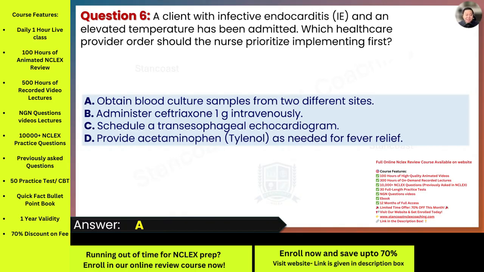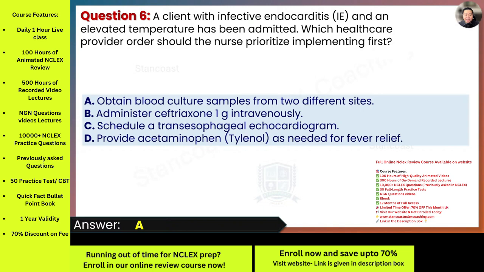Now, what about letter C? Schedule a transesophageal echocardiogram. Well, this is an important diagnostic test for endocarditis, right? Especially for detecting valvular vegetations and also to assess cardiac complications. Although this is valuable, it's not the immediate priority. So unlike blood cultures, delaying the TEE by a few hours or even a day would not significantly alter the treatment outcomes in this case.